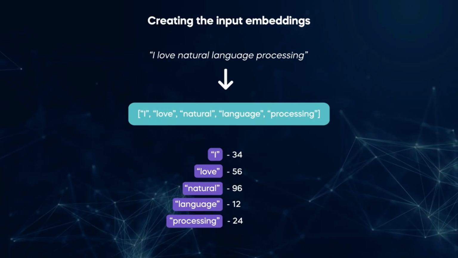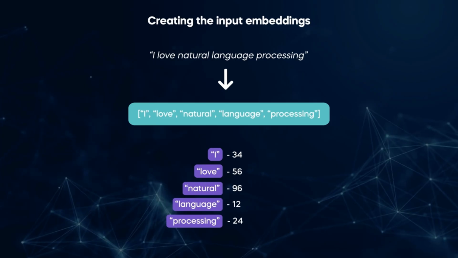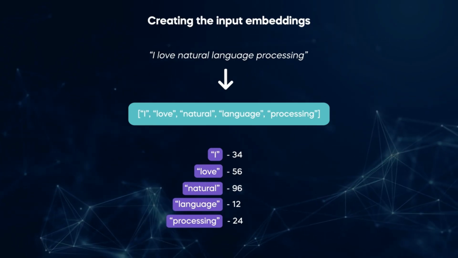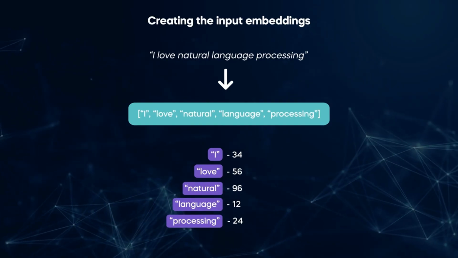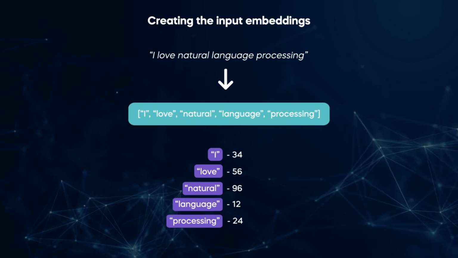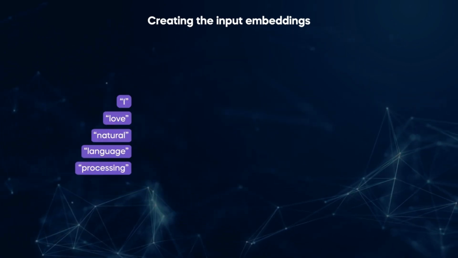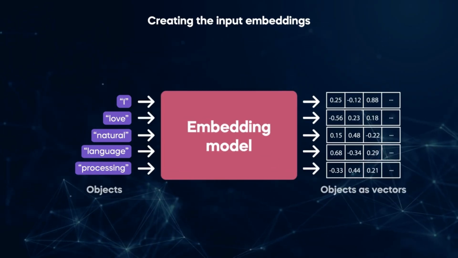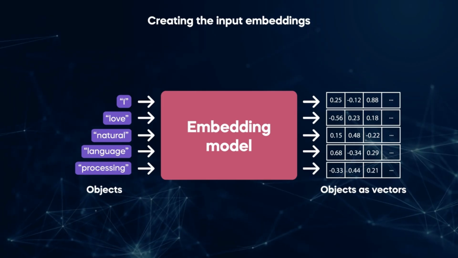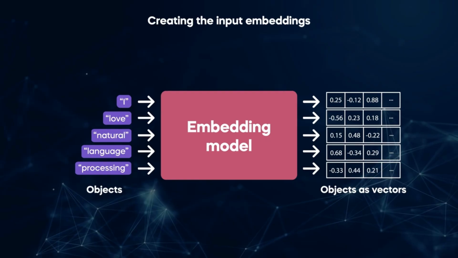This vocabulary is typically built from a large corpus of text and contains all the tokens the model can recognize. For instance, "I" might be mapped to number 34, "love" to number 56, and so on. Once tokens are mapped to their respective indices, the model retrieves its pre-trained word embeddings from an embedding matrix. This embedding matrix contains vector representations, often called word embeddings, for each token in the vocabulary.